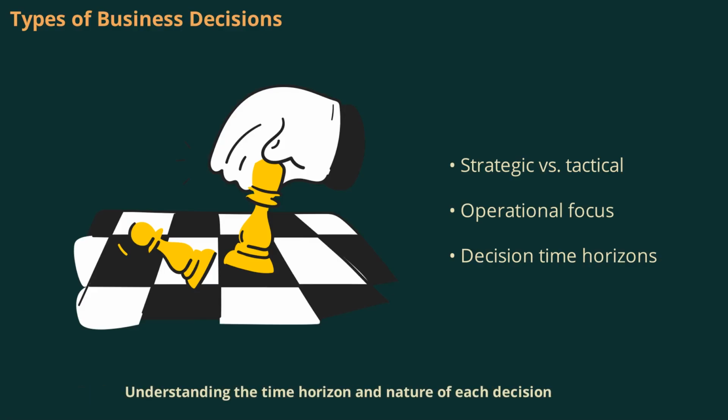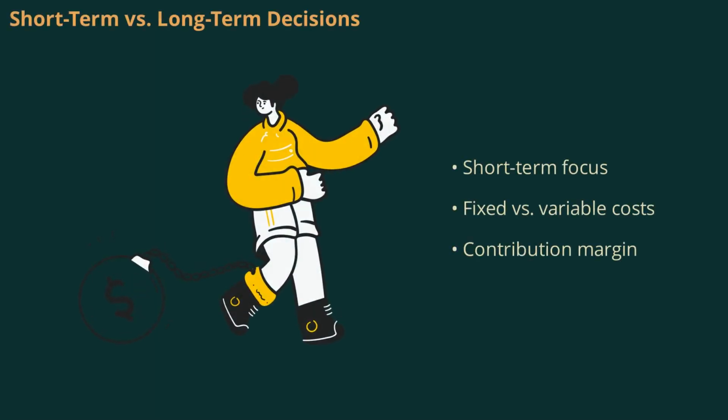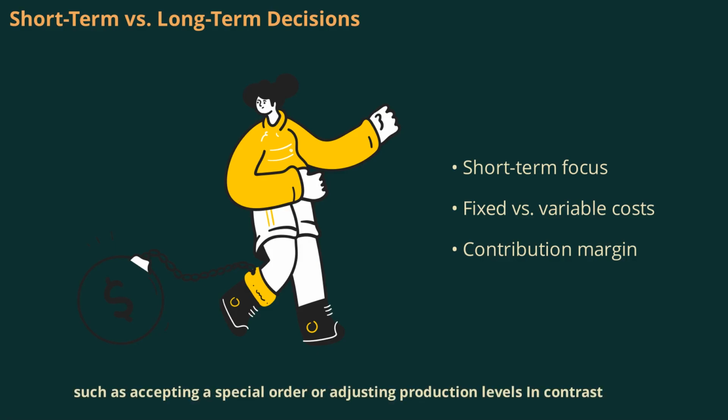Each type requires a blend of quantitative data and qualitative judgment, understanding the time horizon and nature. Short-term decisions often ignore the time value of money and focus on immediate outcomes, such as accepting a special order or adjusting production levels. In contrast, long-term decisions consider future cash flow and strategic positioning. For short-term choices, most fixed costs are irrelevant since they will be incurred regardless. Instead, managers focus on relevant cash flow and contribution margin, making these decisions simpler but still impactful.